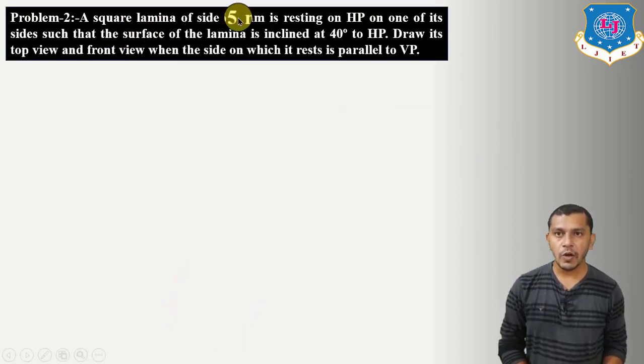A square lamina of side 35 mm is resting on HP on one of its sides, such that the surface of the lamina is inclined at 40 degree to HP.